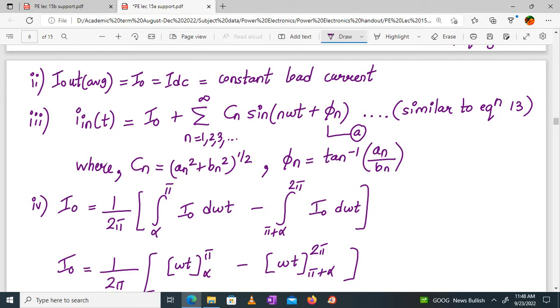And write down this equation number A. Quickly write down equation number A. iS of t is I0 plus summation of n equal to 1, 2, 3 up to infinity Cn sin n omega t plus phi n, where Cn is an square plus bn square raised to half, phi n is tan inverse of an by bn. Now I need not explain that, I already know. So quickly write it down. Write up till equation number A: Cn and phi n and iS of t expression.